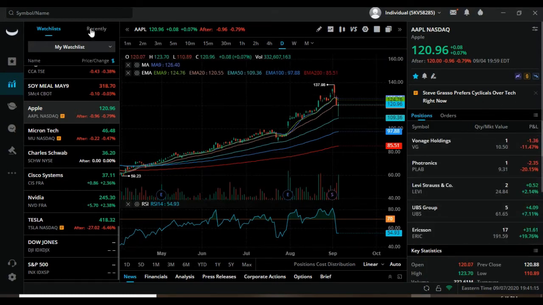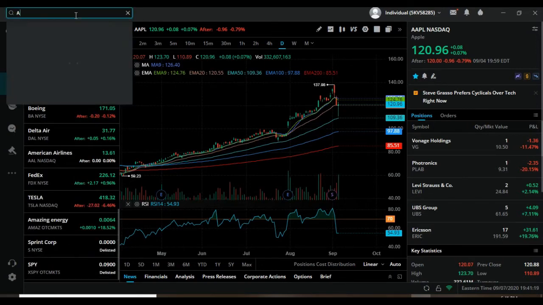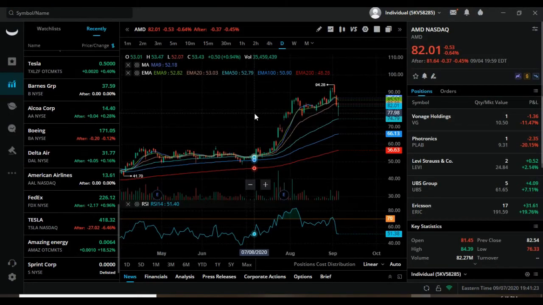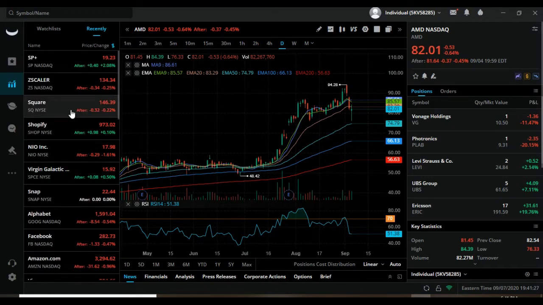Okay, so recently, this is pretty much just going over any stocks that I have recently typed in up here. It just kind of keeps a running list of that. So, stocks I put in, and anything I put in from a search list standpoint, that comes up here.